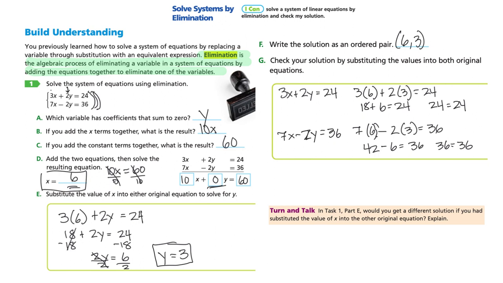That tells you that the ordered pair is true for both equations. And so that's where those two lines will intersect in your graph if you were to graph it. So you can do the turn and talk if you want. Look at it and talk with someone about that. And that's the build understanding for this lesson. Go ahead and finish the rest of the lesson, and then I will see you in lesson 7.5.